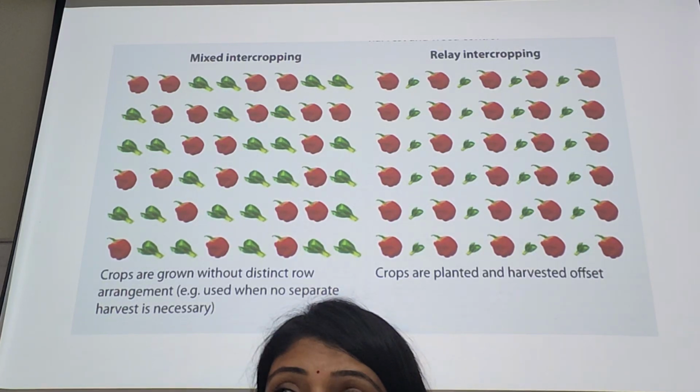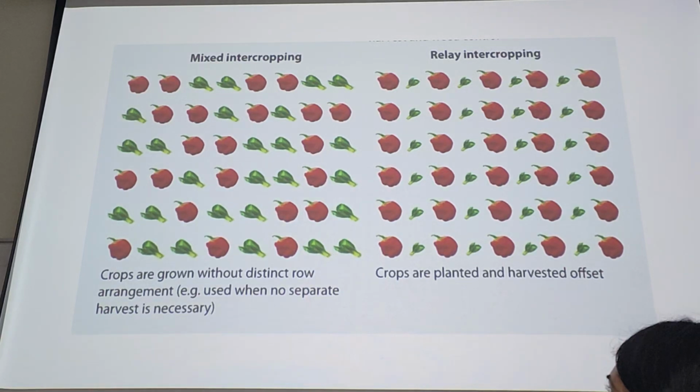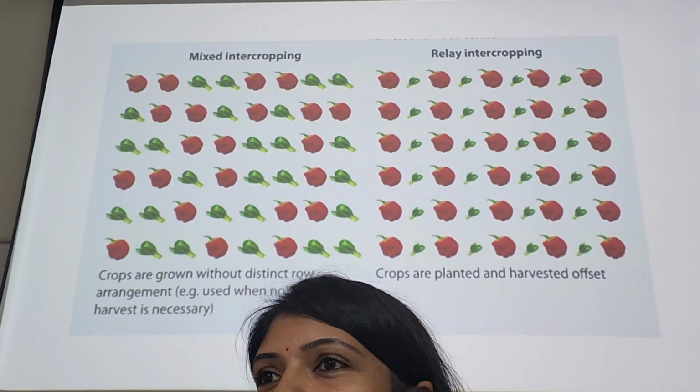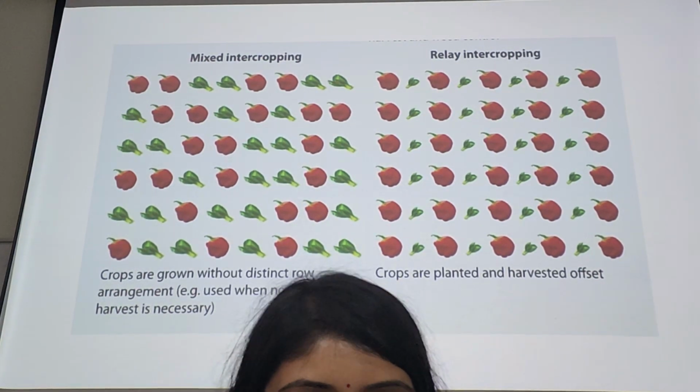And the fourth one is relay intercropping. Okay, in relay intercropping, we plant the first crop first, and then there is a gap before we plant the second crop. Okay, so there is a difference in time of planting between the intercropped plants.